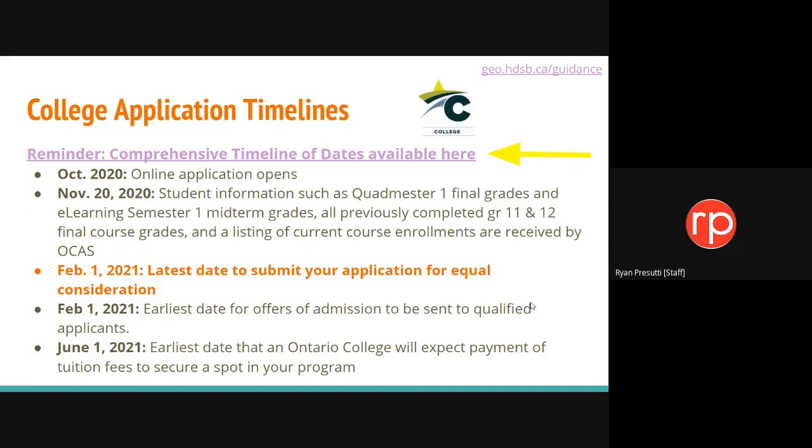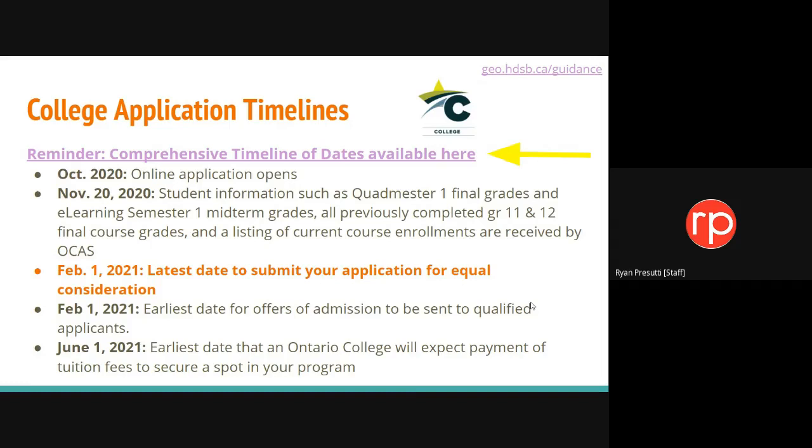February 1st is the latest date to submit your application for equal consideration. We strongly suggest that students apply over the winter holiday so that that is taken care of before the end of quadmester 2 comes around. February 1st is not only the date that you have to apply by for equal consideration, but it's also the earliest date that you could get an offer of admission sent to you as a qualified candidate. So that should be the first day that you start to hear, or could potentially at least start to hear, your admissions.